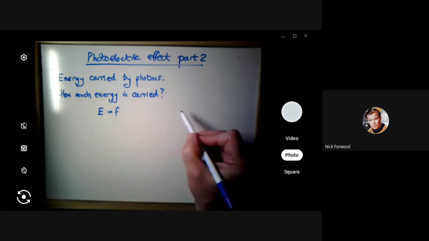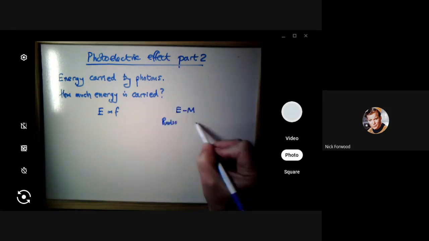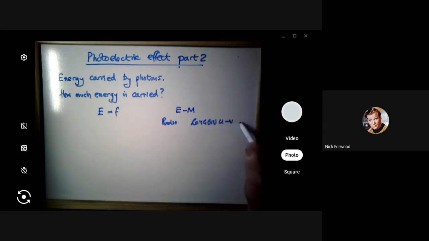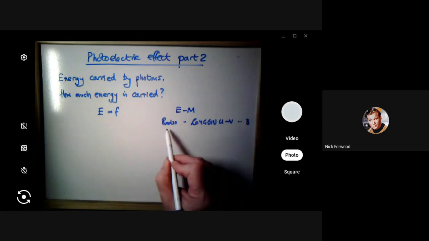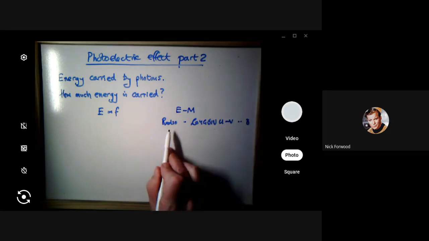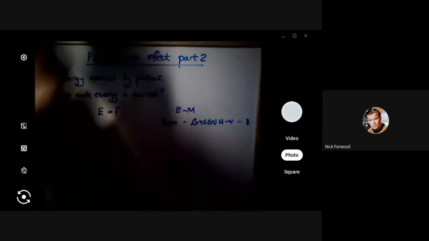Here's our whole electromagnetic spectrum with radio, ROYGBIV, UV, X-rays and gamma up this end. And we know that radio has a low frequency and gamma has a high frequency. So if radio has a low frequency, then the amount of energy carried by radio photons is also low. The gamma rays have a high frequency, so the energy carried is also high.